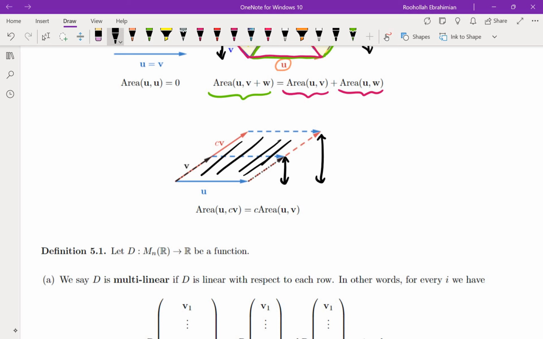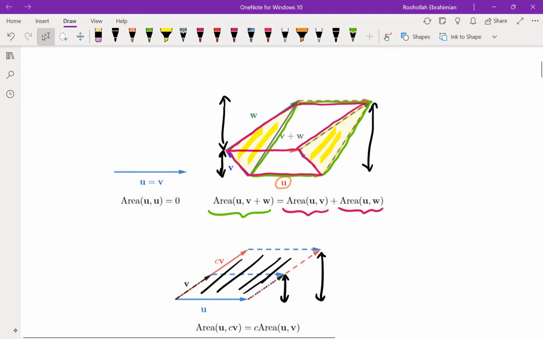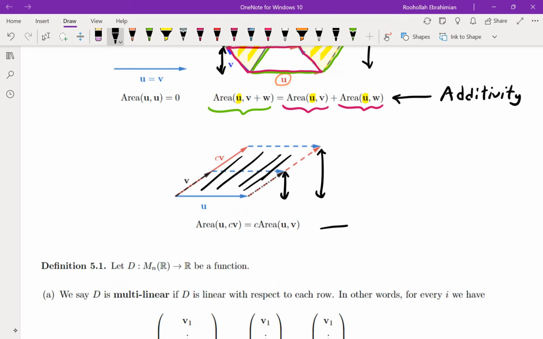So these three expectations are what we really have. The second one, the one on the right, is a property that we have seen before. This property is called additivity. But in this additivity, u must be a fixed vector. So if you fix u, then you have additivity with respect to the second vector. This property also seems quite familiar. This is called homogeneity.